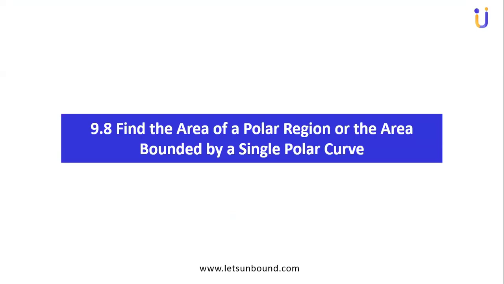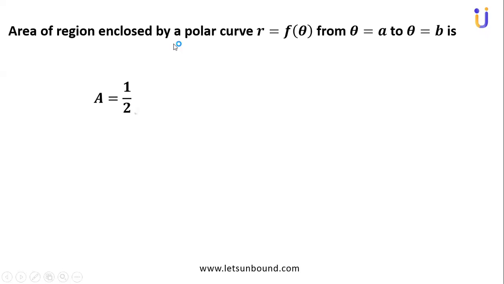That's simple. Now 9.8. Find the area of a polar region or the area bounded by a single polar curve. So this is the formula. Area of a polar region from r equal to f of theta between particular bounds. It's very simple. Half integral from a to b of r of theta the whole square d theta. So don't forget it.